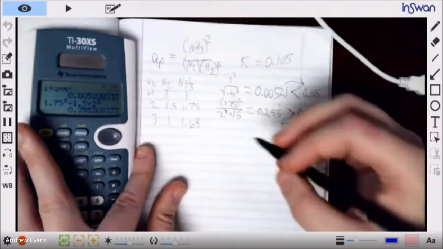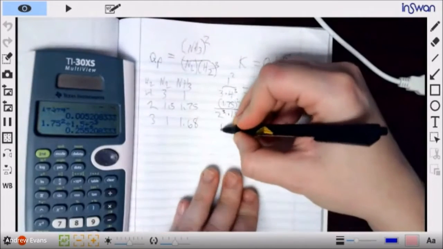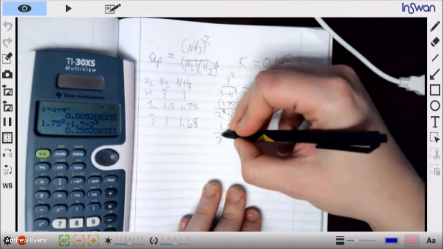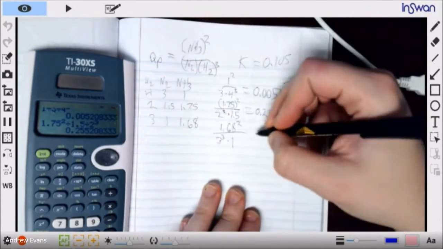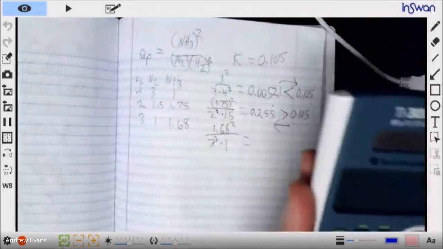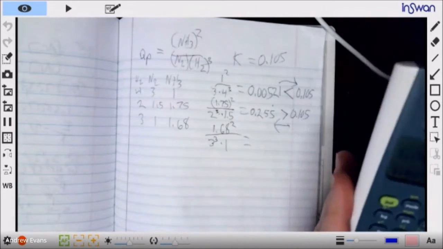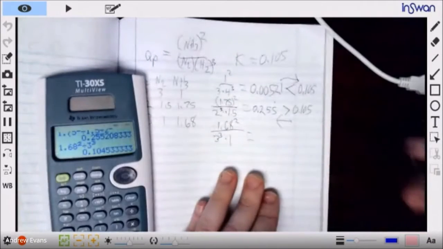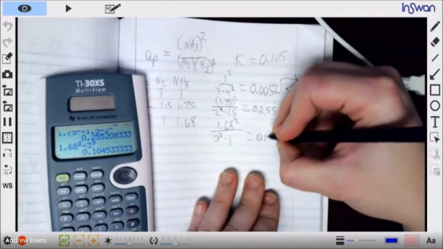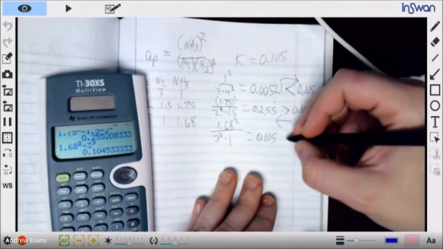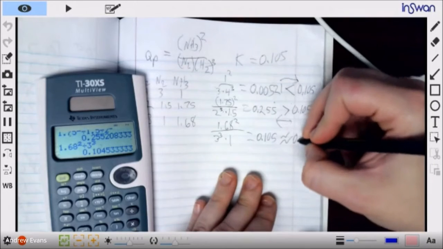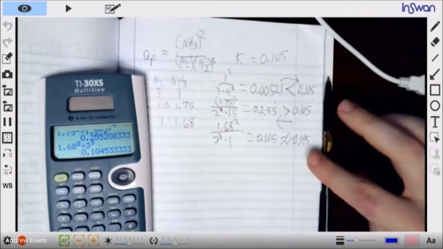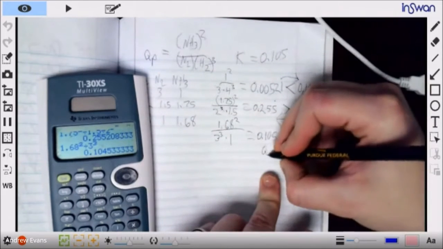Now, in the last situation, 1.68 squared over 3 cubed times 1. 1.68 squared divided by 3 to the power 3 divided by 1. It gives you 0.10. Well, this is going to round up to 0.105, which is equal to our K sub P. So at this situation, we would be at equilibrium. Q equals K. We're at equilibrium.